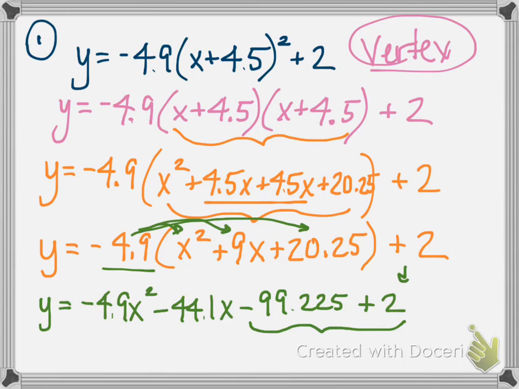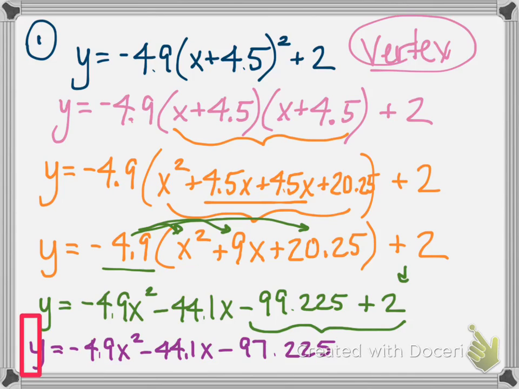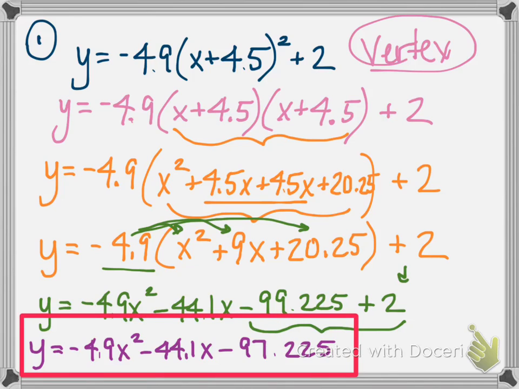So, final answer, I should have written a little bit smaller, but my final answer is going to be y equals negative 4.9x squared minus 44.1x. When I add those together, I get negative 97.225. So of course we can't start with a nice easy one. We got to start with decimals and such, but there we have it. So I went from vertex form, which was the original, and then I wrote it in another form, which is general form. And that's pretty much the gist of this whole page.